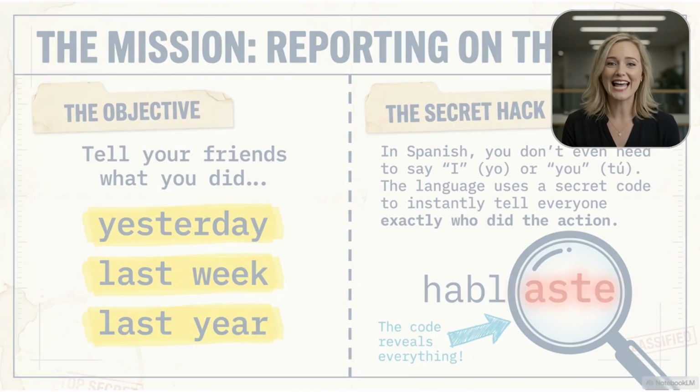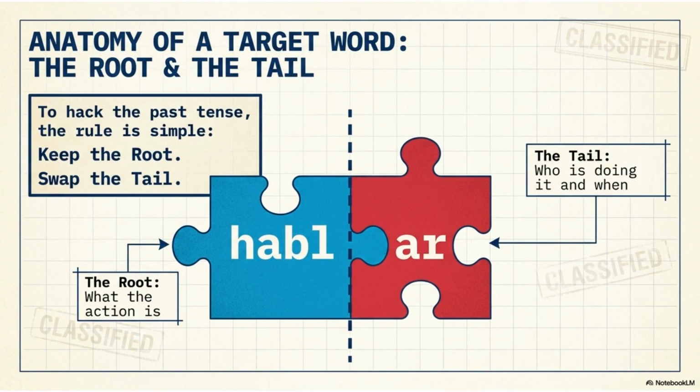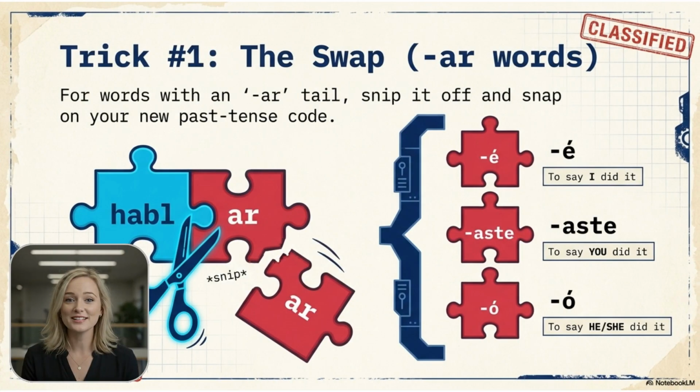In Spanish, you don't even need to say I or you. The verb's ending acts as a secret code that tells everyone exactly who performed the action. To understand the code, look at the anatomy of a word. Every verb has a root, which tells us the action, and a tail, which tells us who did it and when. Trick number 1, the swap for words ending in AR.